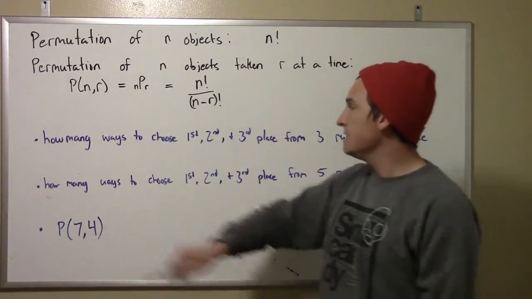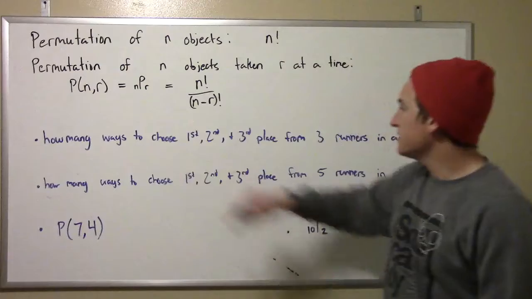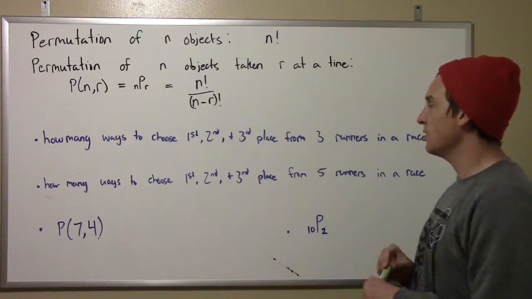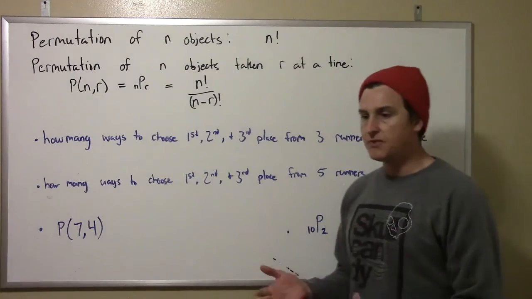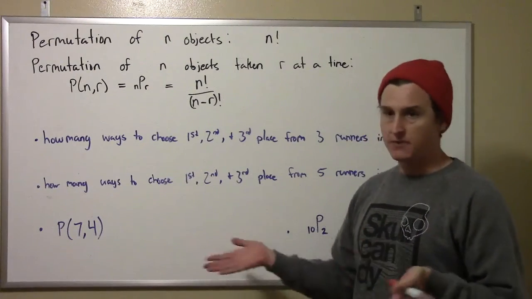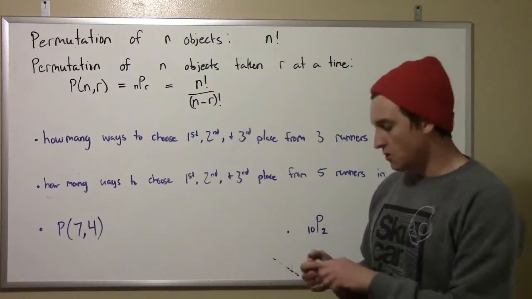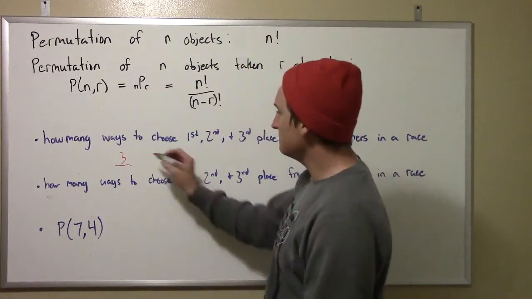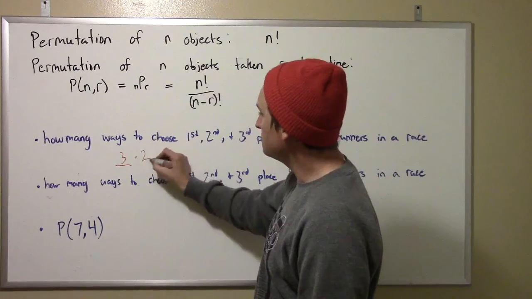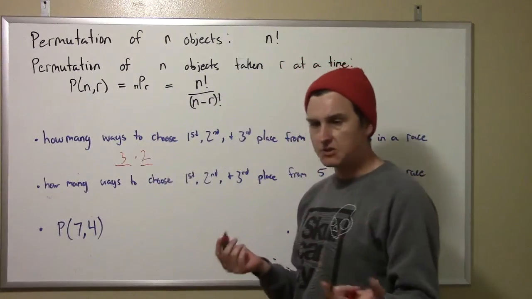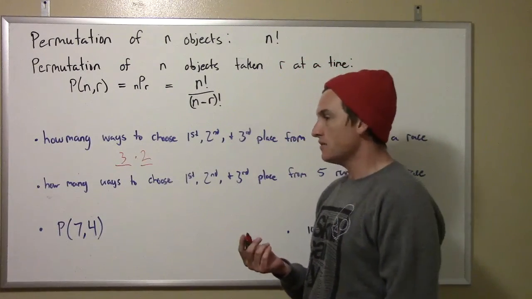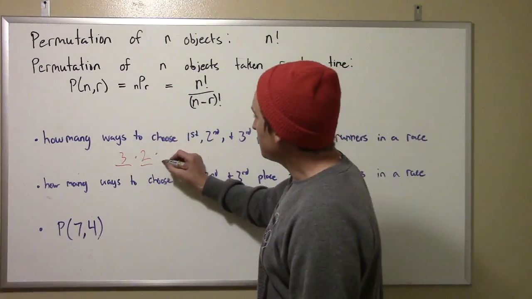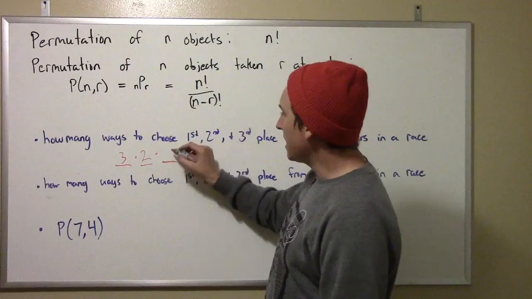Okay, so the first one is how many ways are there to choose a first, second, and third place from 3 runners in a race. Okay, so think about that. First, second, and third, that's an ordering. That's a specific order. Okay, so using the fundamental counting principle, there's 3 ways to choose the first place guy. There's 2. Once we choose the first place guy, there's only 2 runners left. So the same runner can't win first place and second place. And then the third runner, once we choose second place, there's only 1 guy left, and that's the guy we give third to.